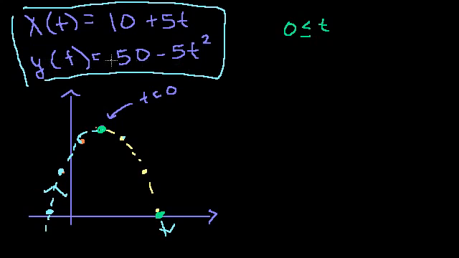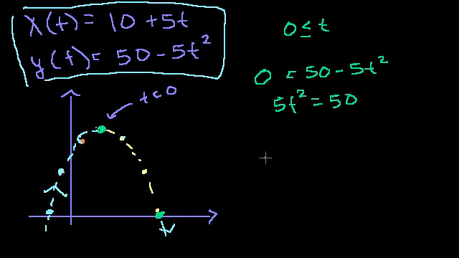So when y equals 0, we've hit the ground. So if we say what t value makes y equal 0, we just say 0 equals 50 minus 5t squared. I just took this and set y equal to 0, because that's when we're going to be hitting the floor. Add 5t squared to both sides. You get 5t squared is equal to 50. Divide both sides by 5. T squared is equal to 10. T is equal to the square root of 10.